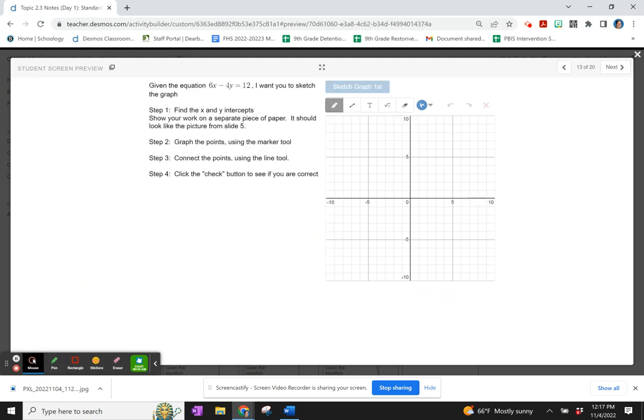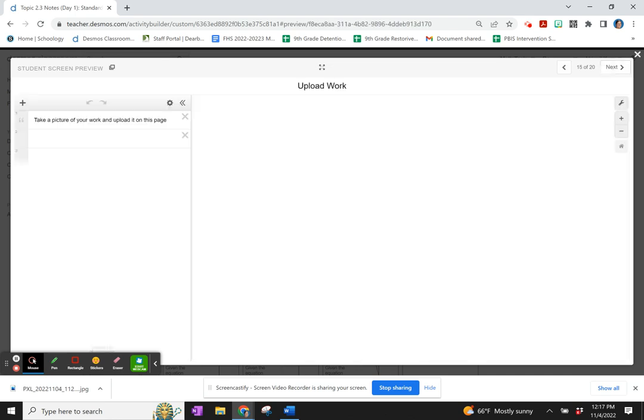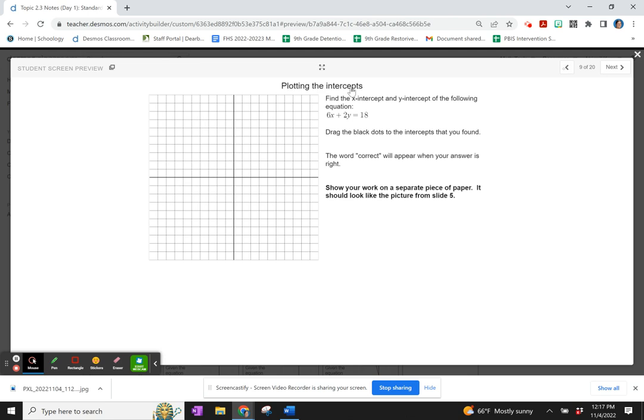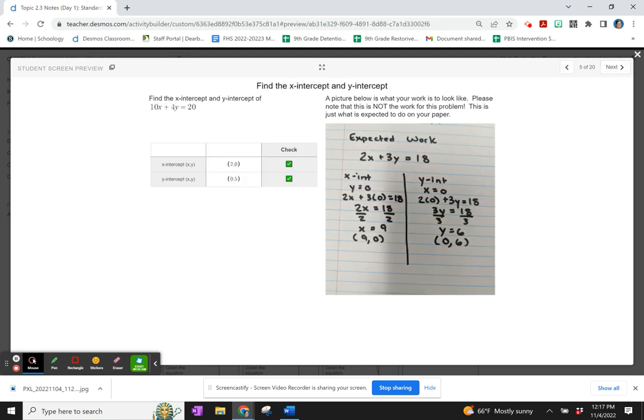Now, slide 13 and 14, I want you to try on your own. And then, as always, make sure that you upload your work. If you are struggling on what the work needs to look like, please make sure you go back to slide 5. And that's what I expect for all of these problems.